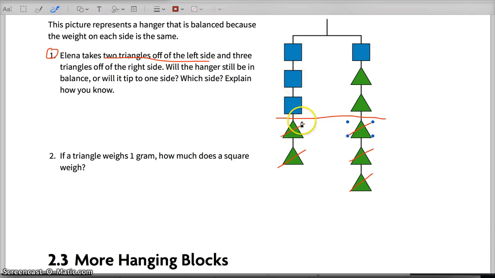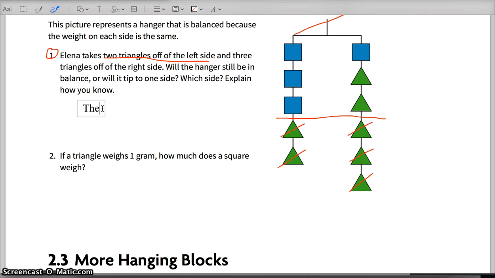I didn't take one over from the left side off. I took one on the right, without taking one from the left. So now my left side is going to be heavier and my hanger is going to tilt, it's going to be heavier on the left. So it's going to be tilting down on the left. So our answer for this section here is, will the hanger still be in balance?